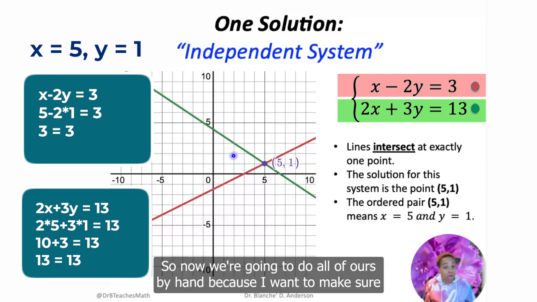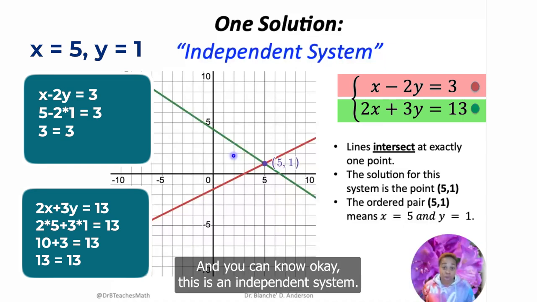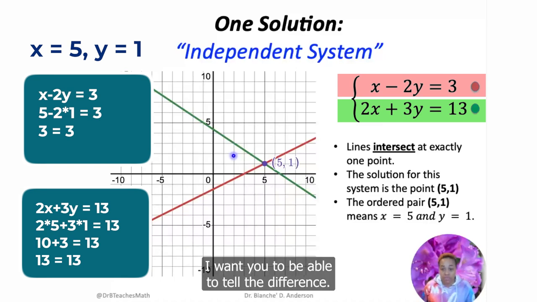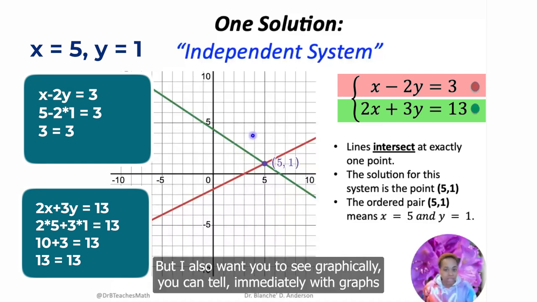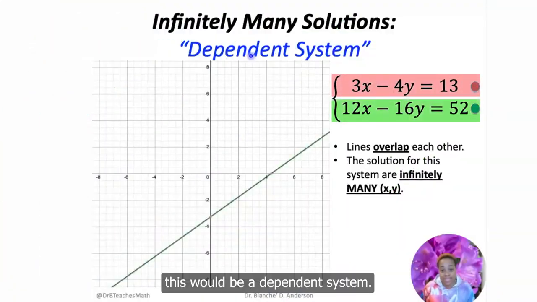Now we're going to do all of ours by hand because I want to make sure that you see what the final answer looks like, and you can know, okay, this is an independent system, this is a dependent system, this is an inconsistent system. I want you to be able to tell the difference, but I also want you to see that graphically you can tell immediately. This would be a dependent system.